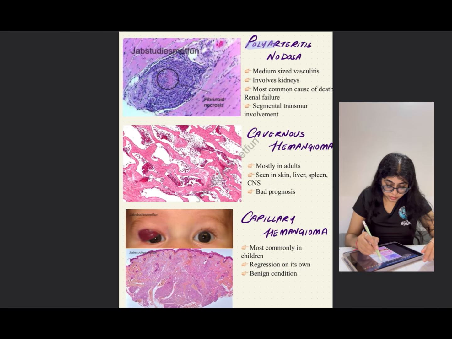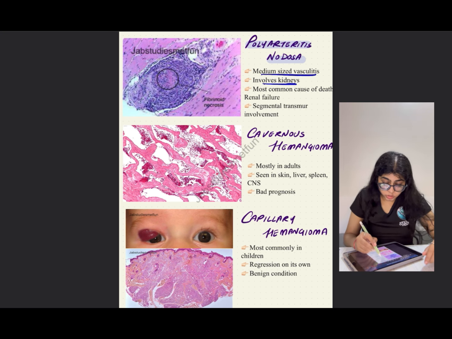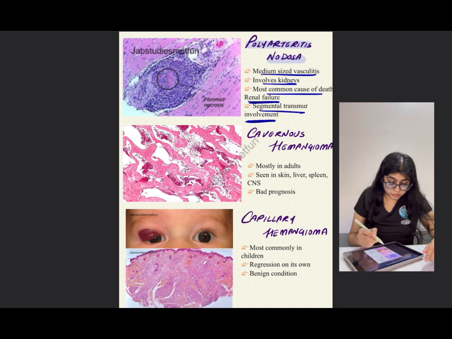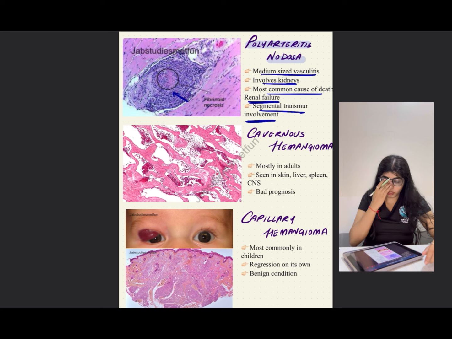Polyarteritis nodosa. It is a medium-sized vasculitis. It mostly involves the kidneys, and the most common cause of death is renal failure. There will be a segmental involvement. So you can see that there is a fibrinoid necrosis. If there is fibrinoid necrosis in a medium-sized vasculitis, it is polyarteritis nodosa.